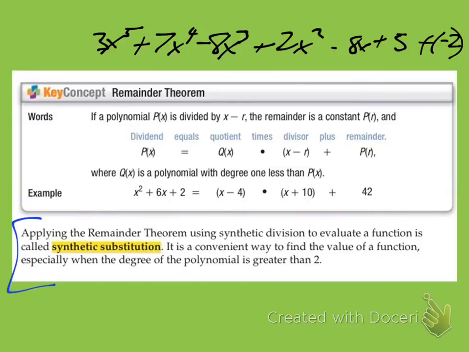Or you could put negative 2 in your side box, rewrite your coefficients, bring it down, run it through. It's much faster. And it says that down there at the bottom, it's a convenient way to find the value of a function, especially when the degree of a polynomial is bigger than 2. Okay, squares is not really too helpful. You know, just square it, plug it in. You can probably do it in your head. Once you get into cubes, fourths, fifths, this stuff, this becomes such a quick and neat shortcut. It's amazing. All right, any questions so far?